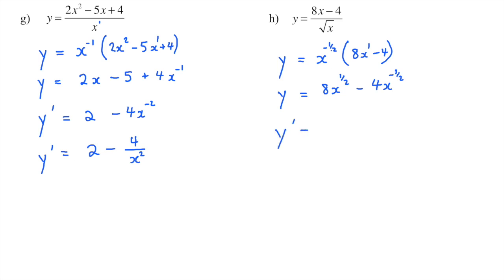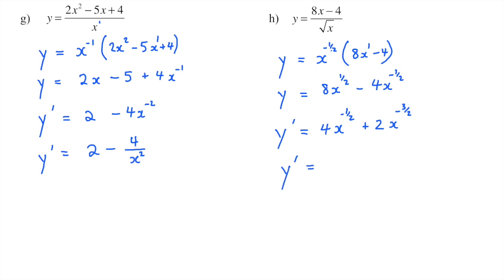So let's differentiate. Take the power, times it out the front. Half times 8 is 4. The new power is 1 less. So half take 1 is minus a half. For the second part, minus a half times minus 4 is plus a half of 4 is 2. So plus 2. Negative a half take away 1 is negative 1.5, or negative 3 over 2.